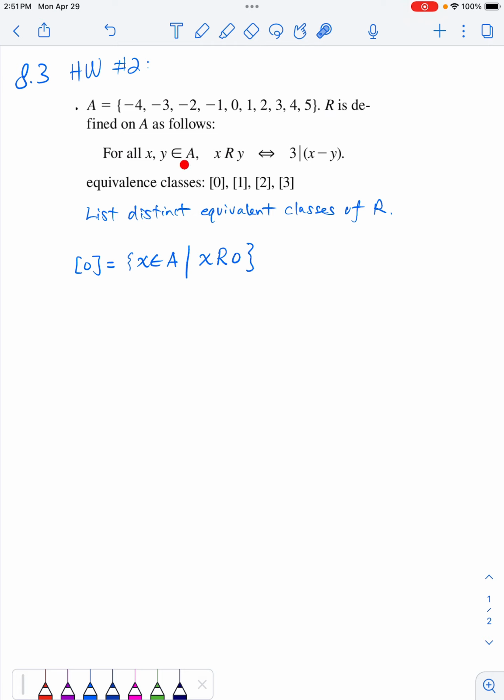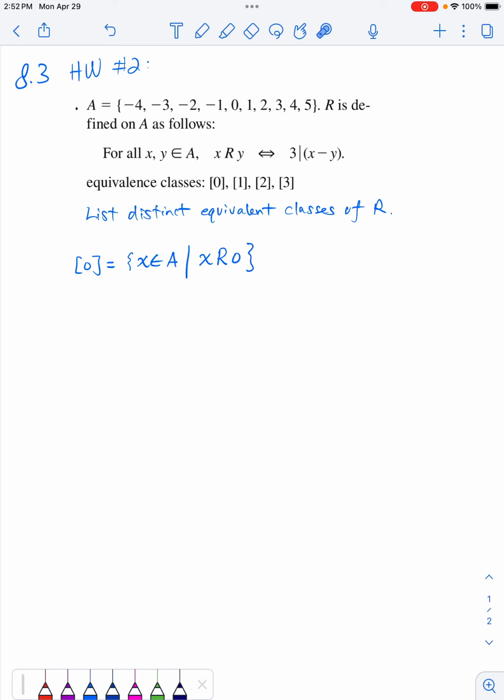For all x, y in A, x is related to y, which is x R y, if and only if 3 divides x minus y, so 3 divides the difference of x minus y, which means x minus y has to be a multiple of 3. Basically, that's what it means. Now, first of all, let's find the equivalence classes for the following: the class of 0, class of 1, class of 2, and class of 3.